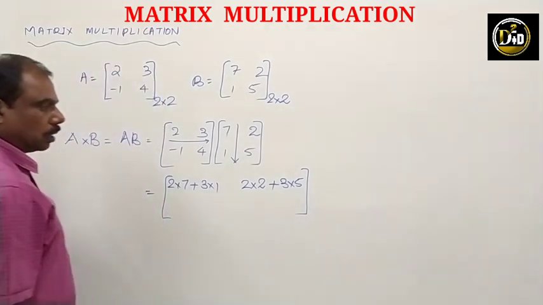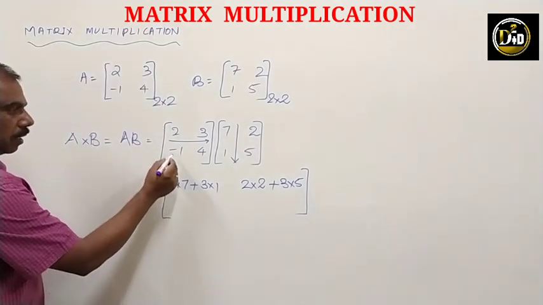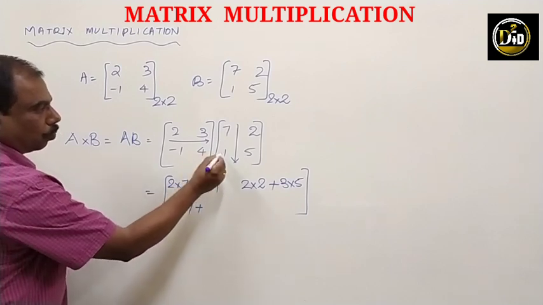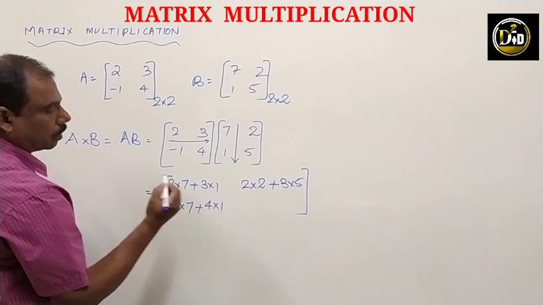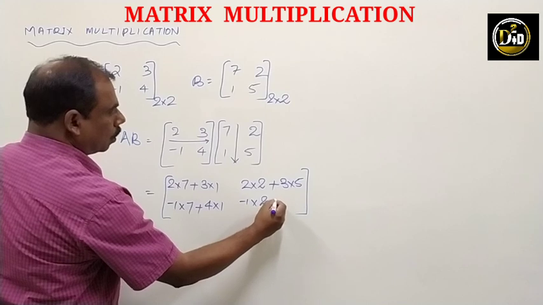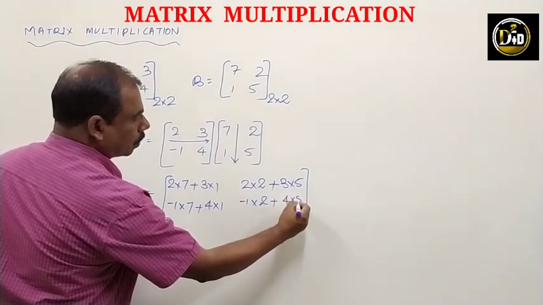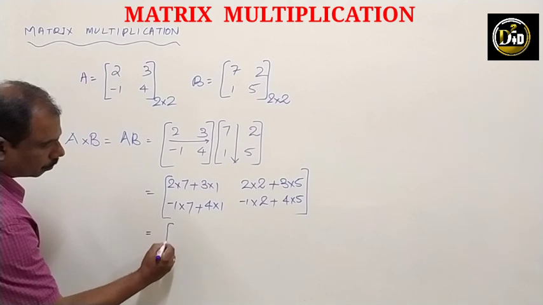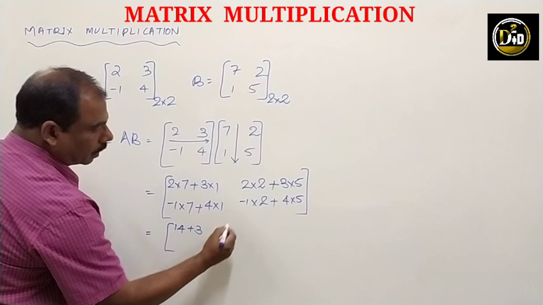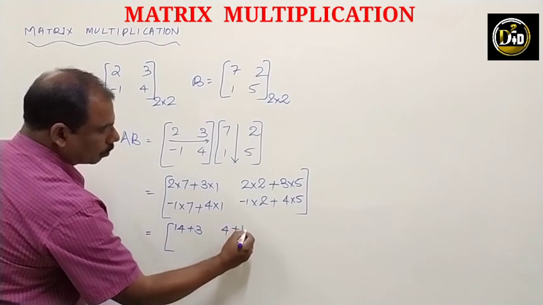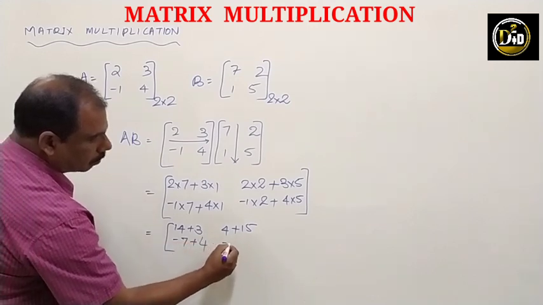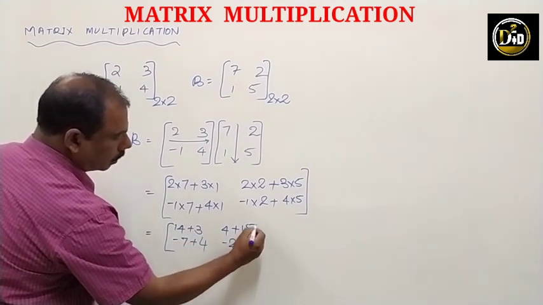Our columns are exhausted. So we come to the second line, that is minus 1 into 7 plus 4 into 1. Then going to the second column, we get minus 1 into 2 plus 4 into 5. On simplification, we get 2 into 7, 14 plus 3, and here it is 4 plus 15, and here it is minus 7 plus 4 and minus 2 plus 20.